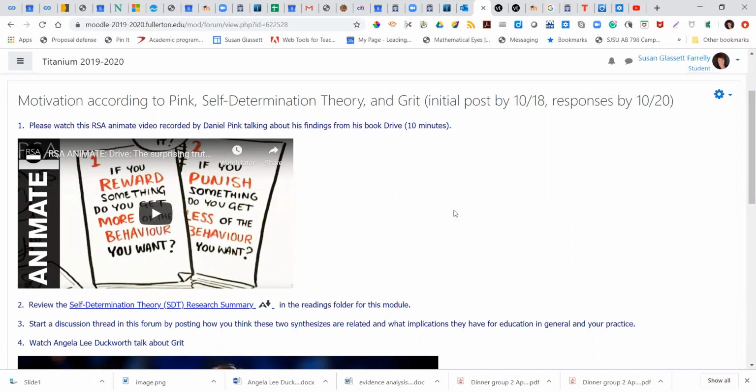And then start a discussion thread and think about both what the video is talking about and what the research review on self-determination theory talks about. And synthesize both of them. What are the key points that are being made in these 2 ways of talking about motivation?